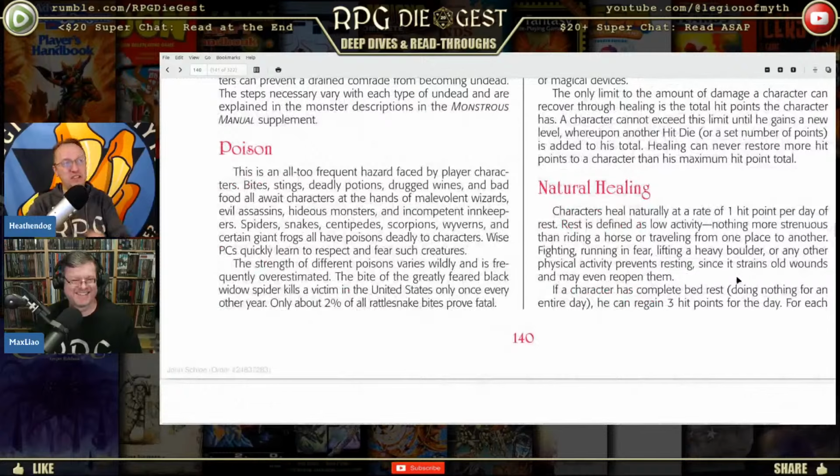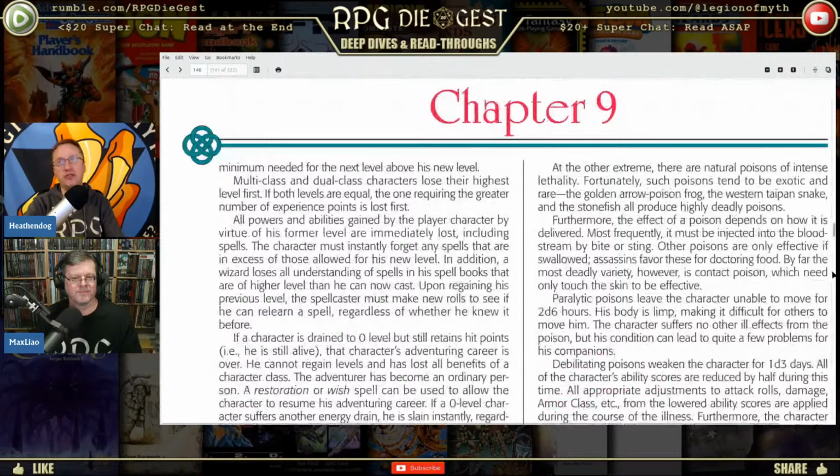All right. Poison. This is an all too frequent hazard faced by player characters. Bites, stings, deadly poisons, drugged wines, bad food, all await the character. Spiders, snakes, centipedes, scorpions, whatever. The strength of different poisons varies wildly and is frequently overestimated. The bite of a greatly feared Black Widow kills a victim in the United States only once every other year. Only about 2% of all rattlesnake bites prove fatal.